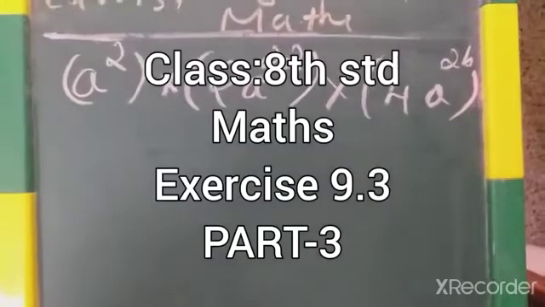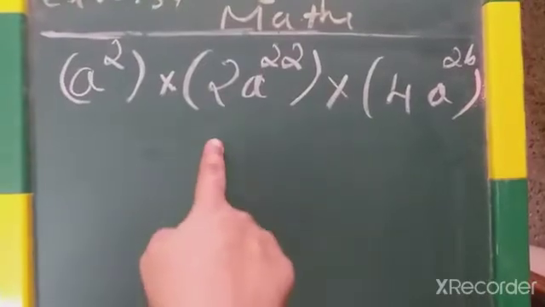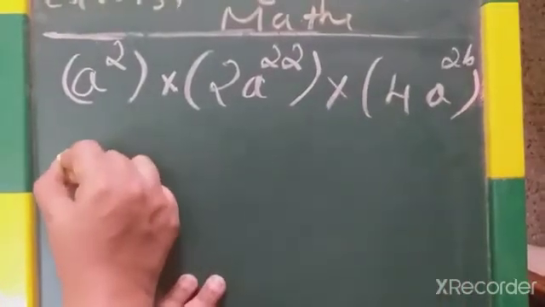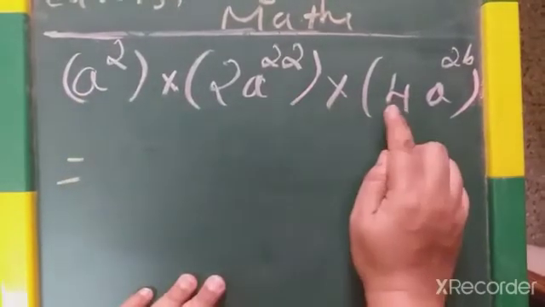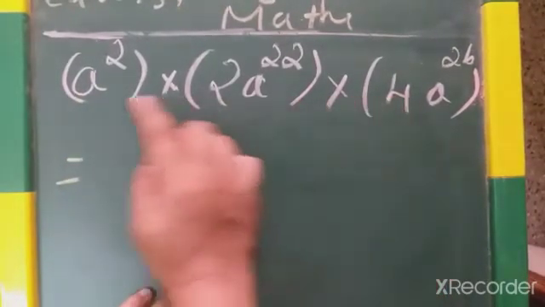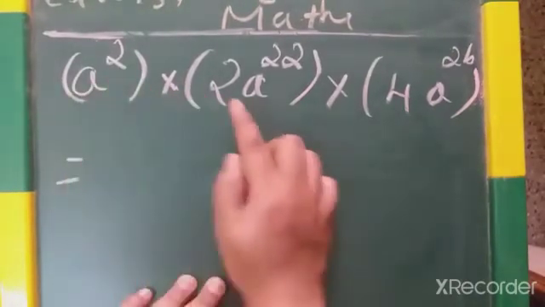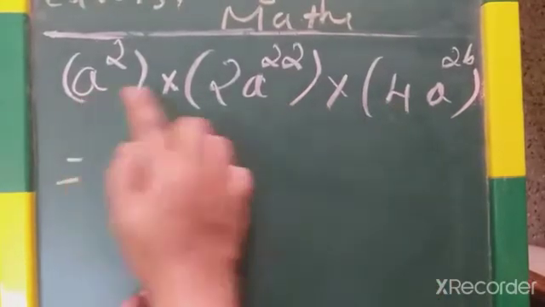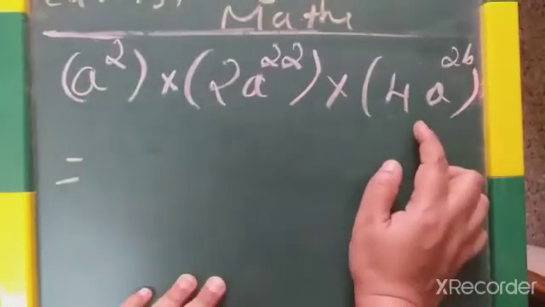Now in the third main, find the product. The first question is a square into 2a to the power 22 into 4a to the power 26. How to solve? Here a square is a monomial, this is also a monomial, and this is also a monomial. This is multiplication of monomials. Here there is no number, which means 1 is there, and here 2 and 4. The first step is to multiply the numbers, the numerals, then separately multiply the literals or exponents.